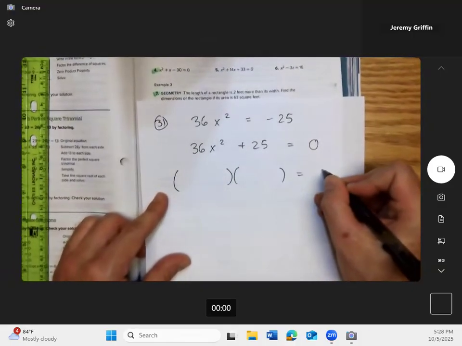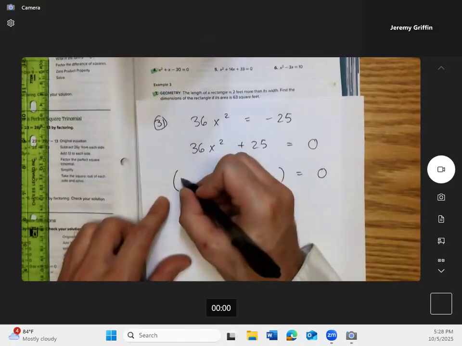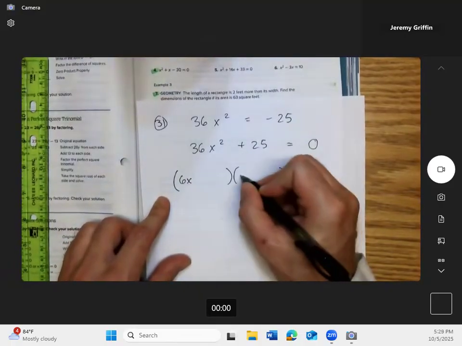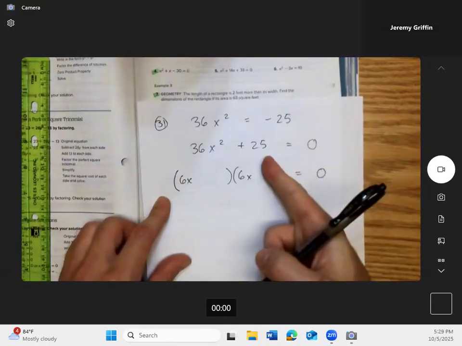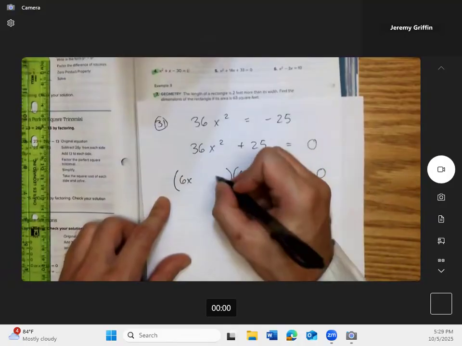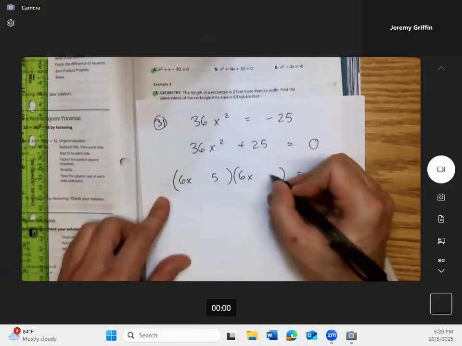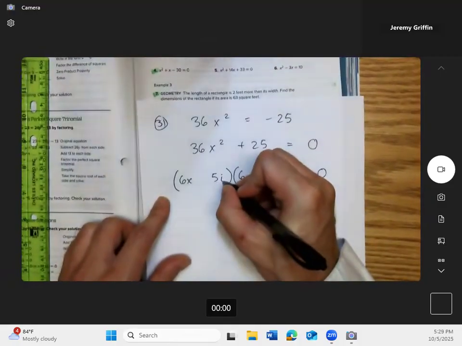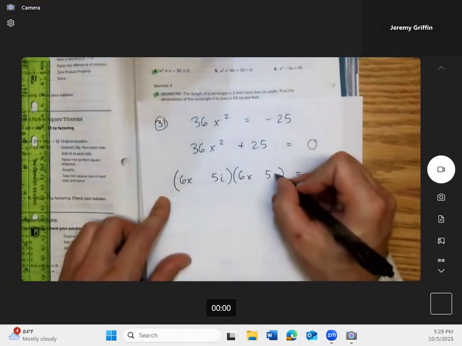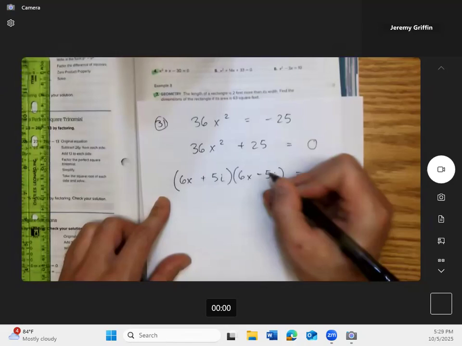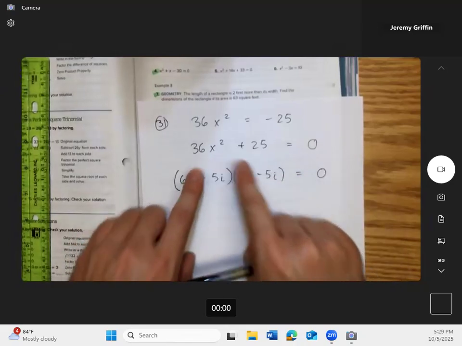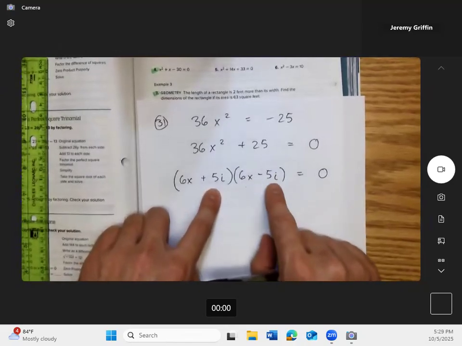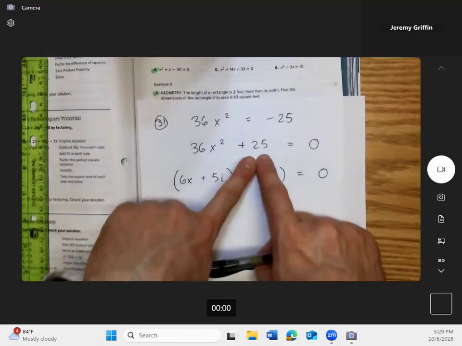All right. Well, I know 36 is 6 squared, so probably something to do with like 6x and 6x. 25 is 5 squared, so something to do with 5, right? I think it's going to turn out to be 5i and negative 5i. So like plus 5i and minus 5i. Boom, boom, boom. Outside inside cancel.